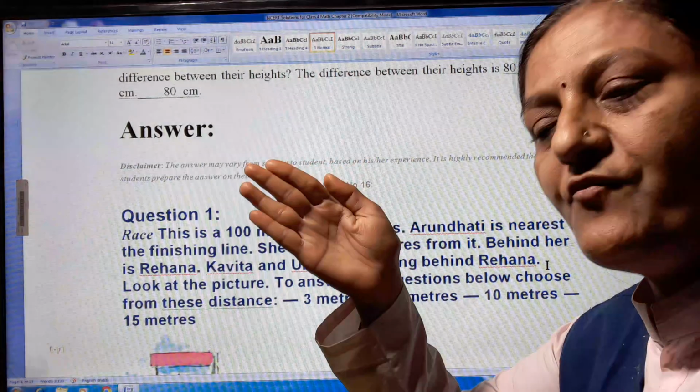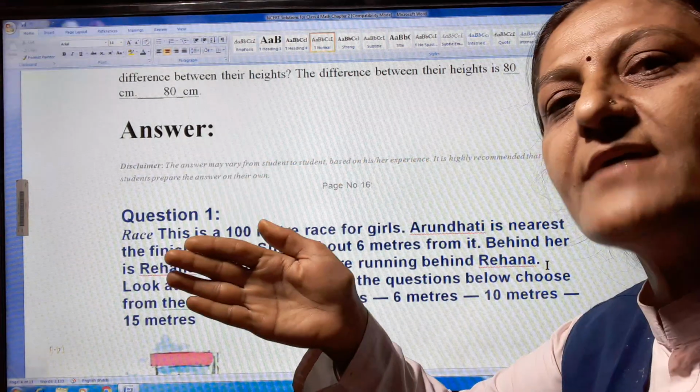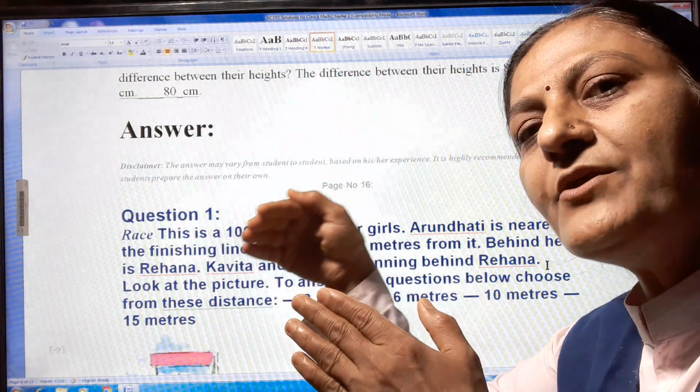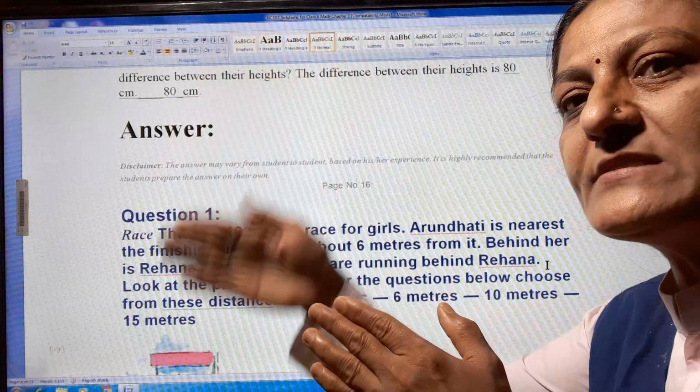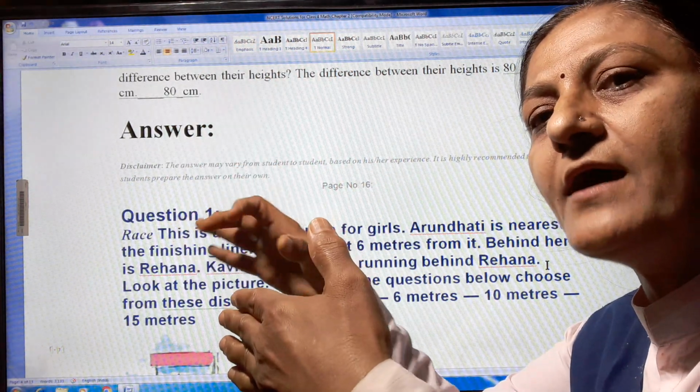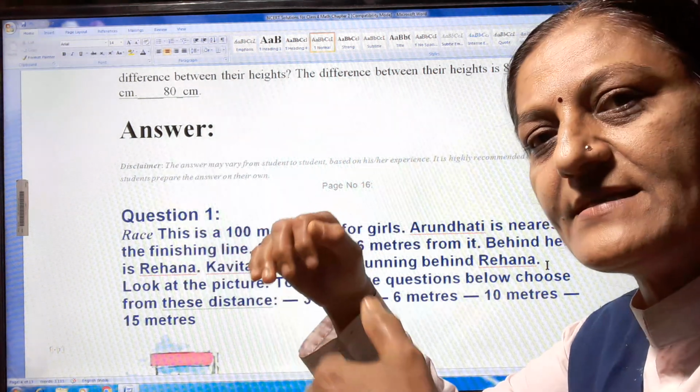Now, first Arundhati is there and Arundhati is 6 meters away from the finishing line. Suppose this is the finishing line and Arundhati is 6 meters behind the finishing line.